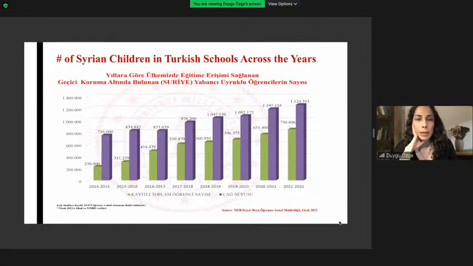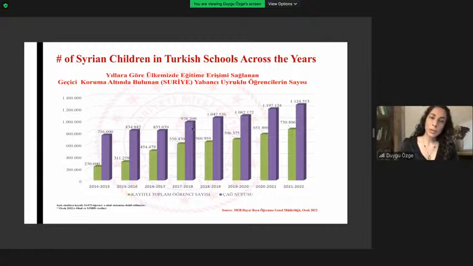When we look at this graph, this is taken from Milli Eğitim Hayat Boyu Öğrenme Genel Müdürlüğü. I don't know how to translate this right now. But this shows the number of Syrian children in Turkish schools across the years. We see that the number is increasing, which is a positive development. But when you take a look at the population across the years, it is also increasing, and we see that almost half of the children do not have access to education. This is important in this graph.